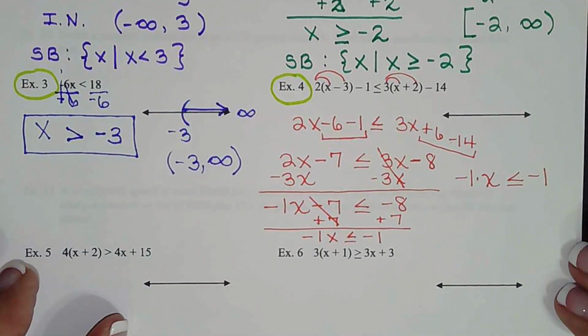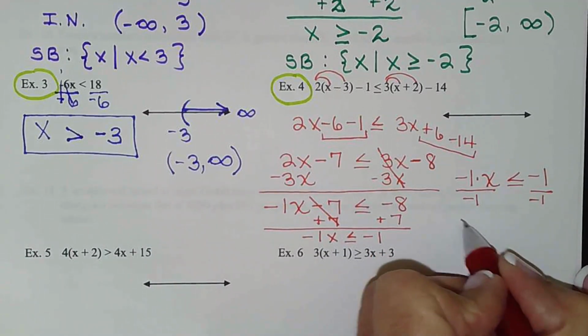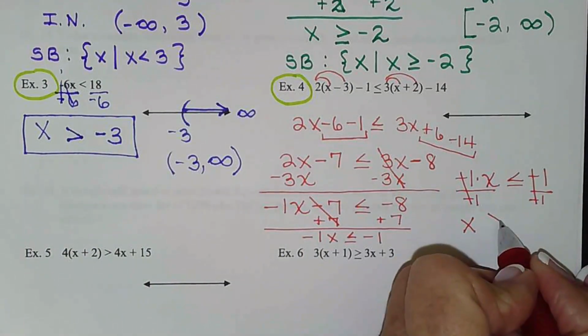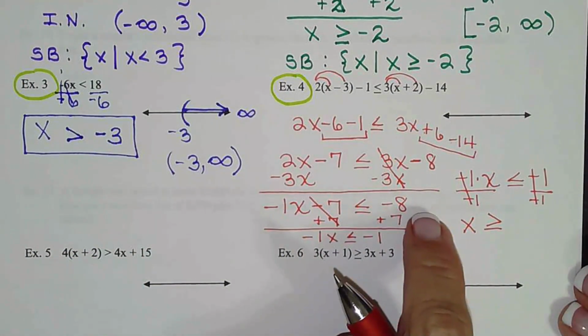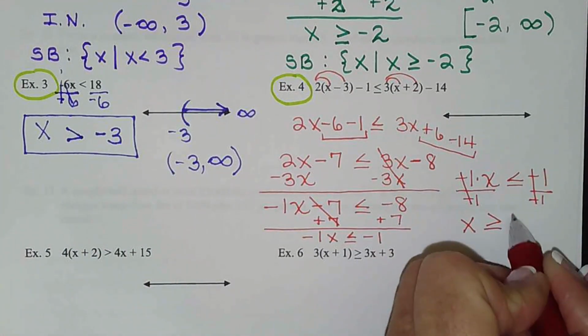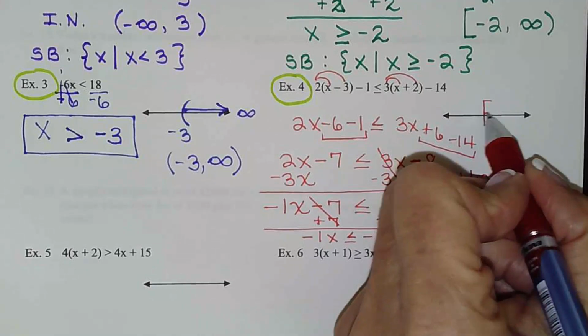And again, we're dividing by a negative. That means we have to flip the symbol. So we're dividing. The opposite of multiply by negative 1 is divide by negative 1. So x, double negative, get rid of those. Immediately flip your symbol so you don't forget, because we just divided by a negative. Flip the symbol. Dividing by a positive doesn't flip it, only a negative. And 1 divided by 1 is 1. So this is x is greater than or equal to 1.